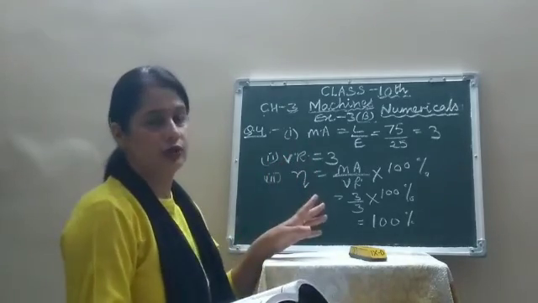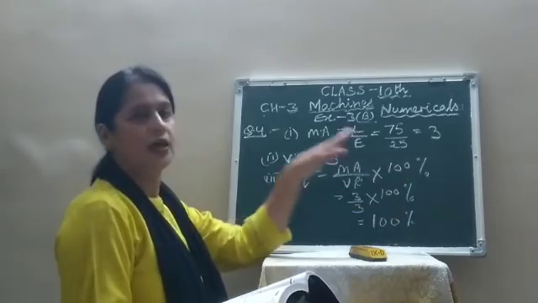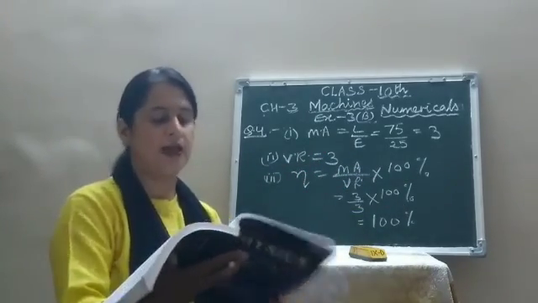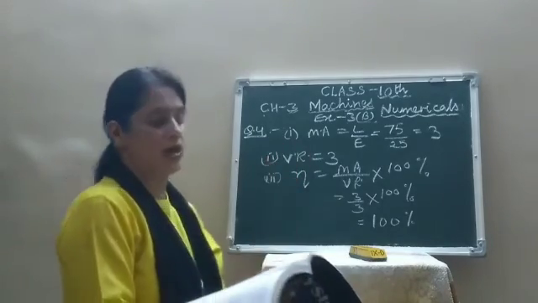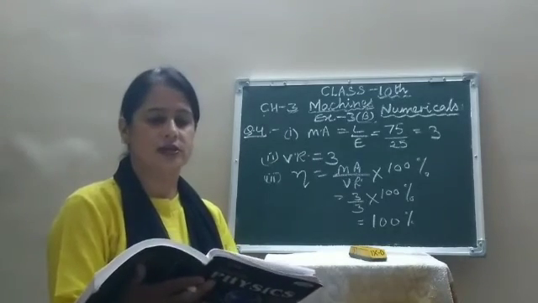VR equals 3 and efficiency is given by MA upon VR into 100%, which becomes 3 upon 3 into 100%, means 100% efficiency. You know for 100% efficiency, both MA and VR are equal. Otherwise MA is less than the velocity ratio.